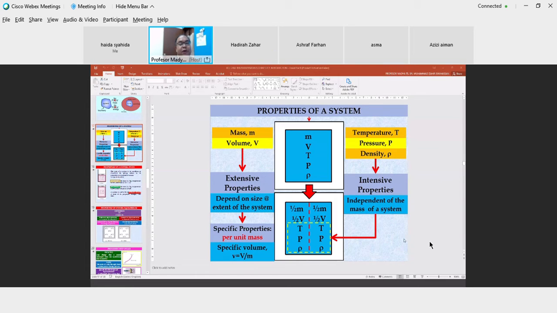So that's why saya suruh you all print thermodynamics table tu kan. Yang tu yang menyebabkan you all tak boleh jawab. Right? So let's start our lecture today.